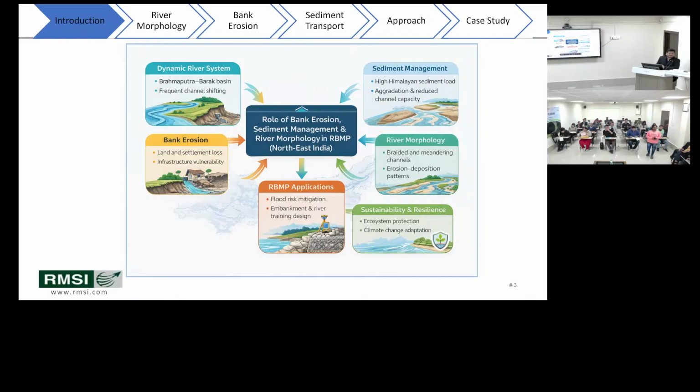Why is it necessary to study bank erosion, sediment transport and river morphology? Because rivers are very dynamic in the northeast region, carrying so much sediment. Because of that, it reduces the discharge carrying capacity of the river, which causes flooding. Frequent change in the river morphology also creates erosion and deposition on the banks of the river, causing devastating losses like agriculture loss and infrastructure loss. For these types of studies and flood mitigation measures, we are making RBMP in this region.